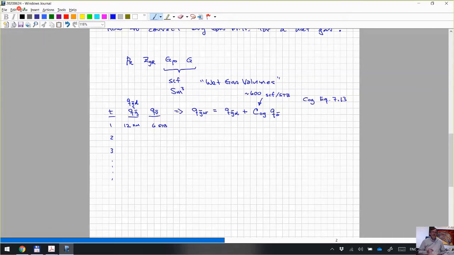Pretty sure. 7.13 in the monograph. Yeah. So that's the correction, and that same correction has to be done for gas condensates.